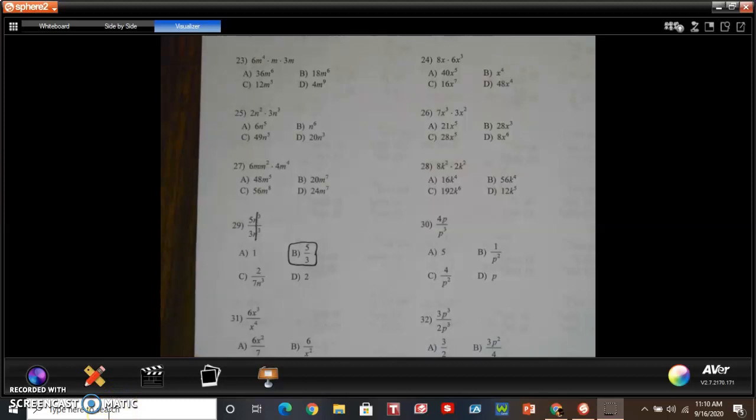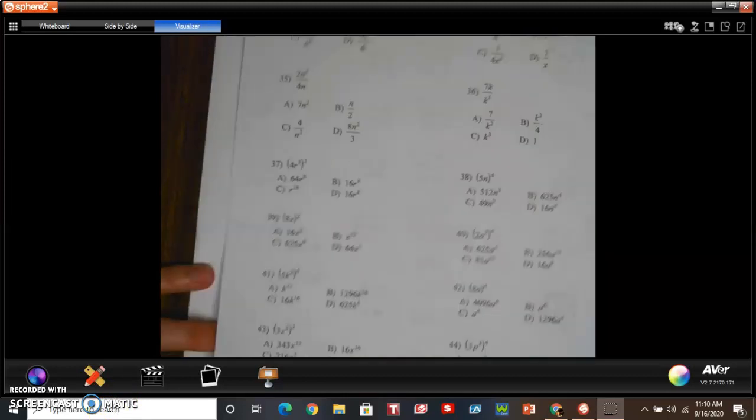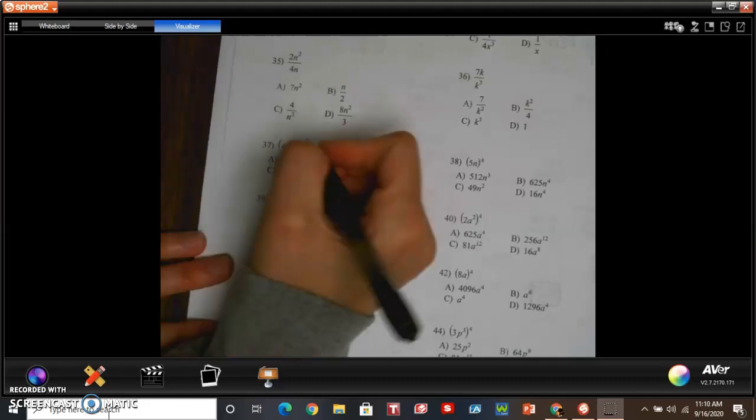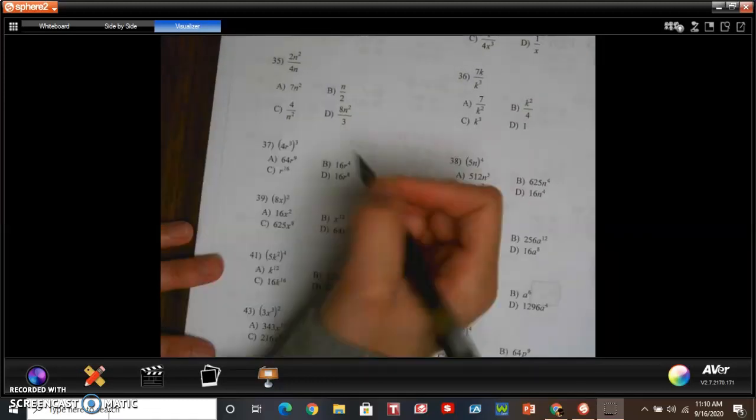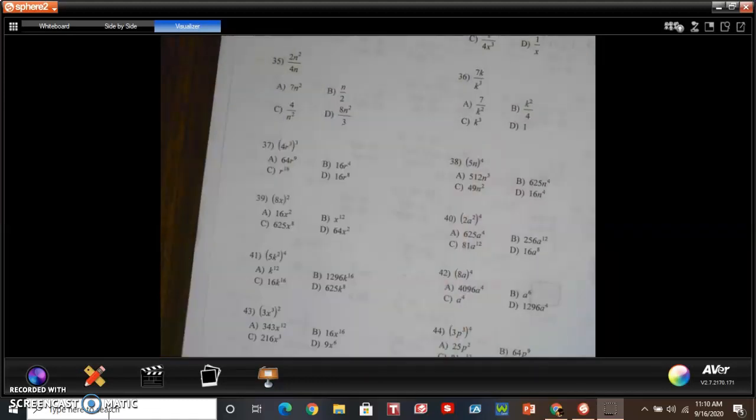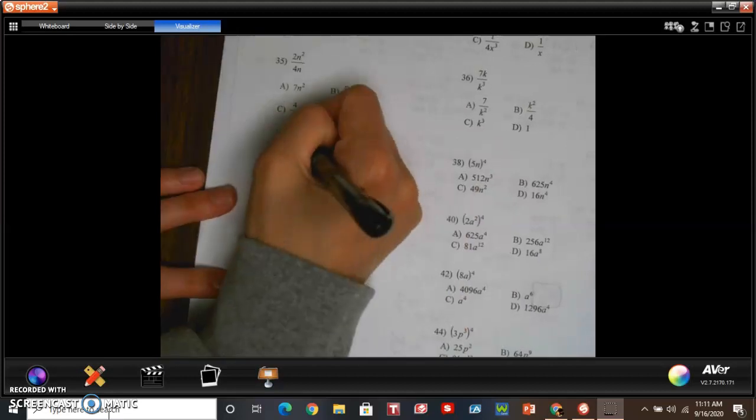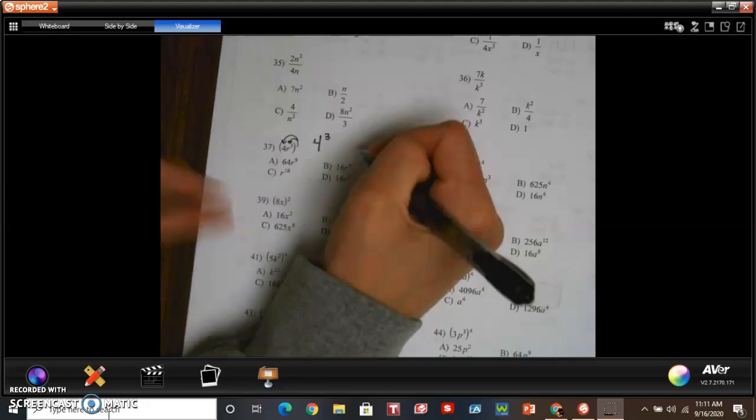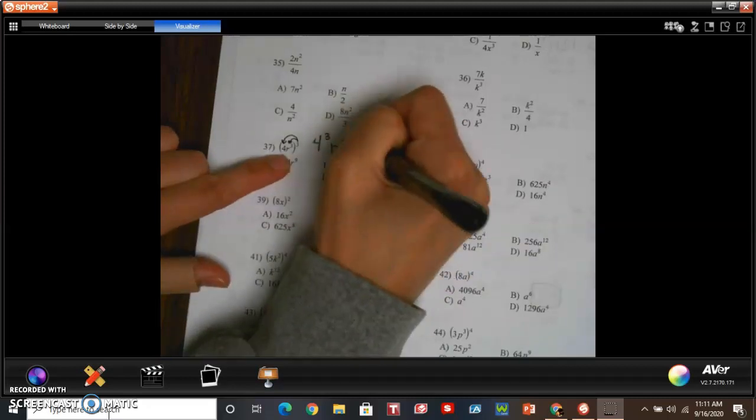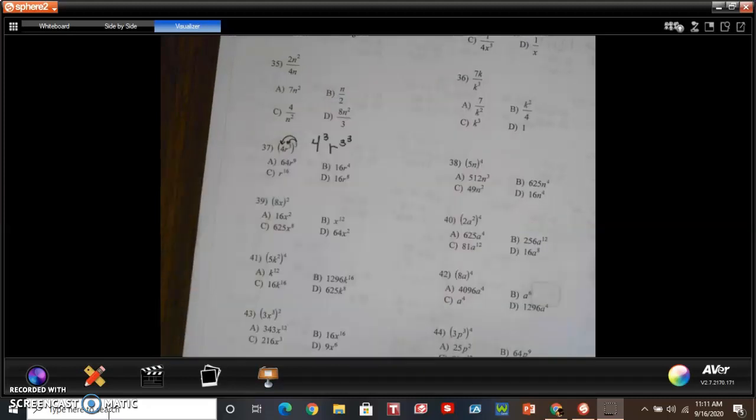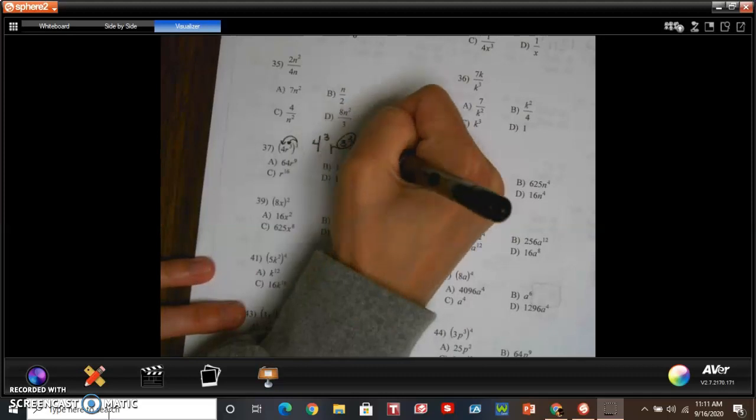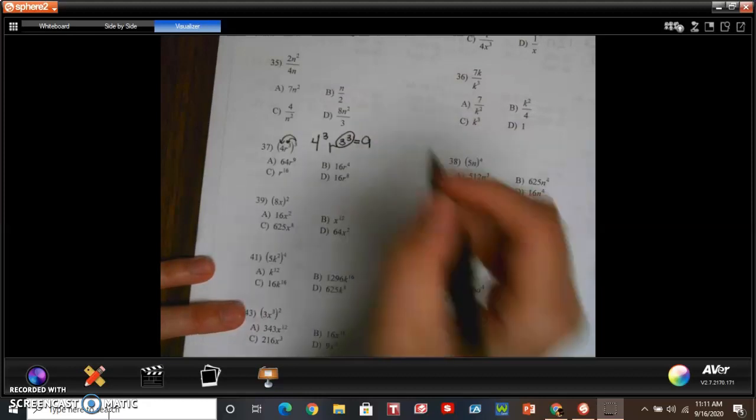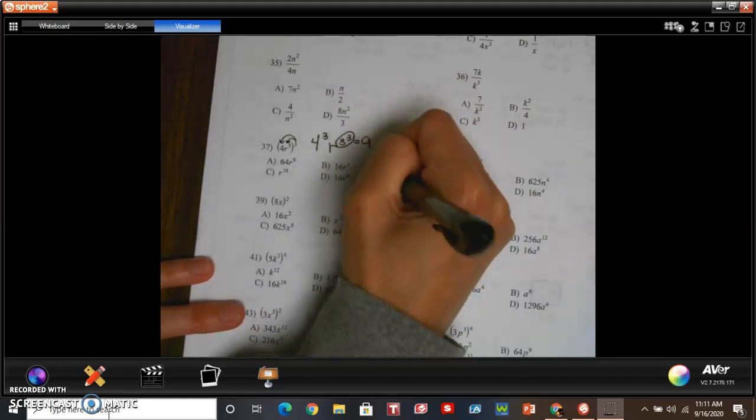Okay, then we're going to go to 37. All right, first this is combining two different rules. First, the multiplication to a power. That means that this is going to go to everything inside. So we have 4 to the third and r to the third to the third. What do we do with a power to a power? We multiply. So 3 times 3 is 9. 4 to the third is 64, r to the 9th.